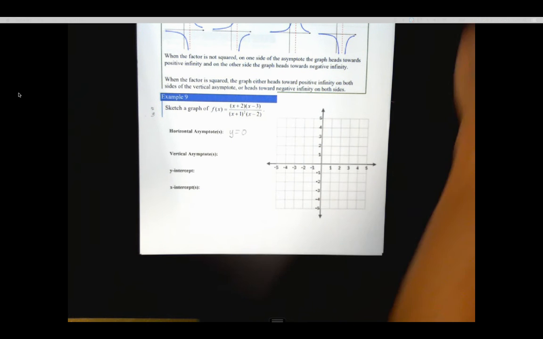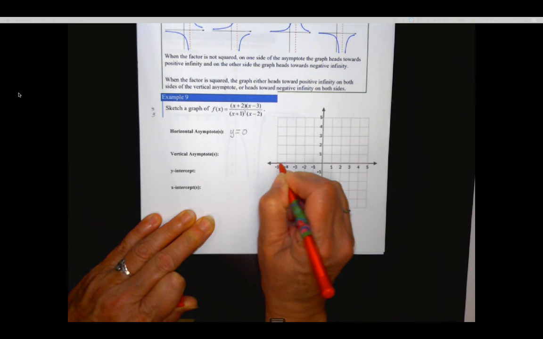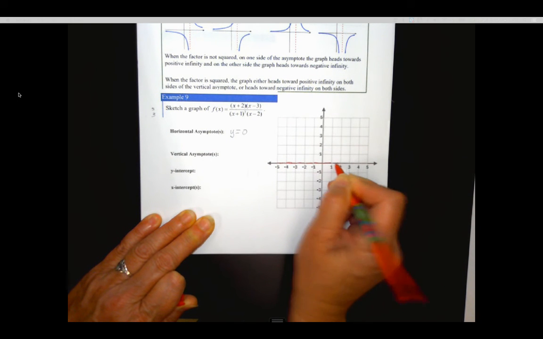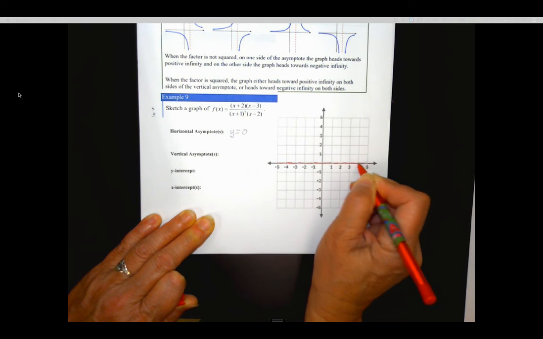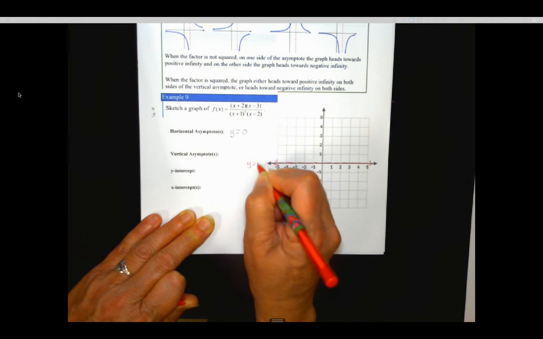So I know my horizontal asymptote is just y equals 0. And so you may want to go ahead and just draw that in. And since it's on the x-axis, I'm going to go ahead and just dash this in as my horizontal asymptote. So that's y equals 0.